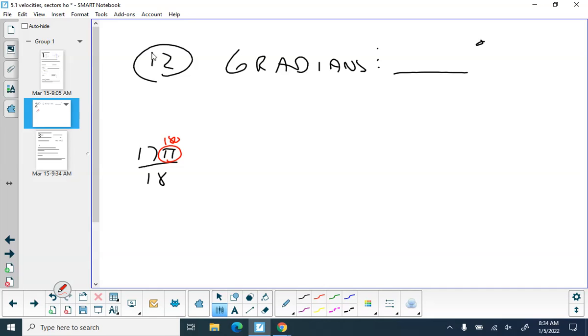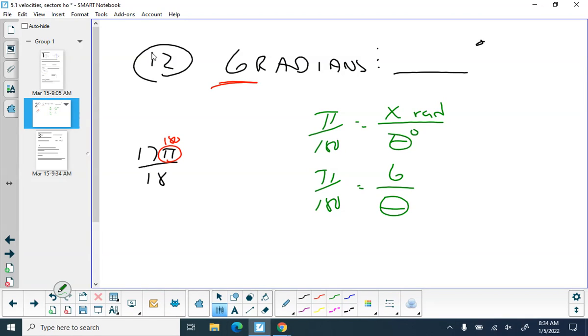What I have in problem number 12 is we have just 6 radians. We have no pi's in there. So there's no 180 that we can substitute in for pi. When that happens, we have to go back to the ratio: pi over 180 is equal to x number of radians over theta number of degrees. The number of radians we have is 6. So we have pi over 180 is equal to 6 over theta.